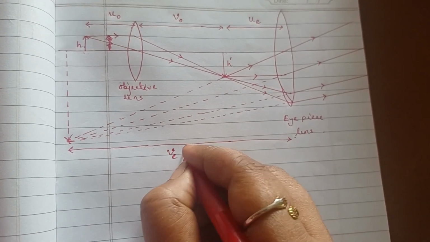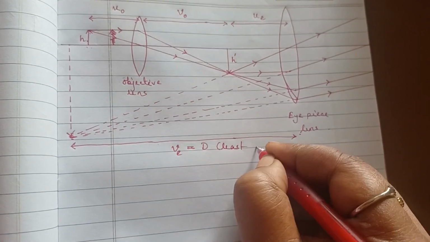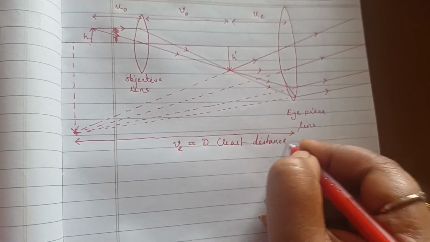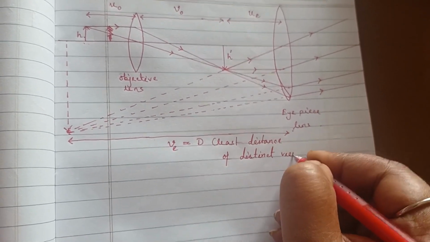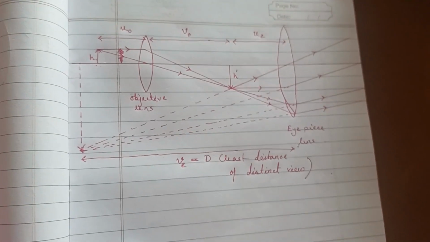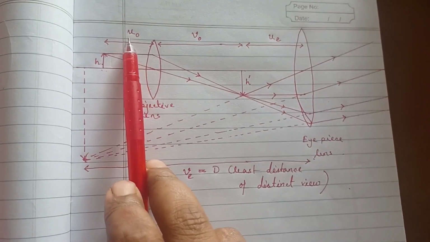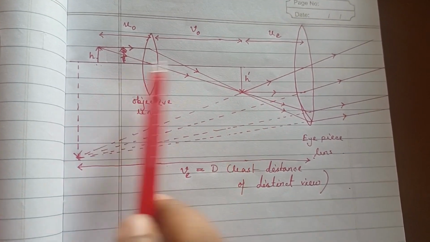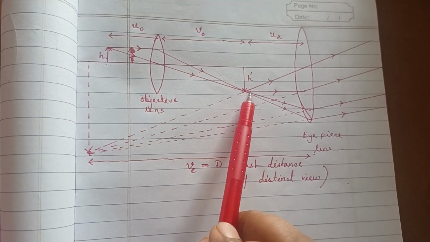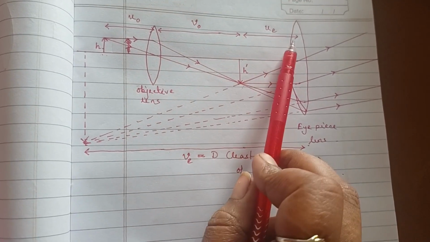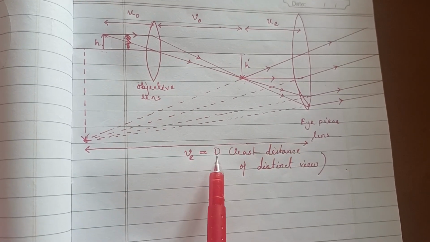And according to our derivation, we consider this image is forming at the least distance of distinct view. So we mention it as D, least distance of distinct view. So till here it is clear. Two lenses are there, objective lens, eyepiece lens. First image at a distance of UO, object distance for the objective lens. First image for the objective lens here. This is image distance for the objective lens. This image is acting as the object for the eyepiece lens. So this distance is object distance for eyepiece lens, and this is the final image forming.